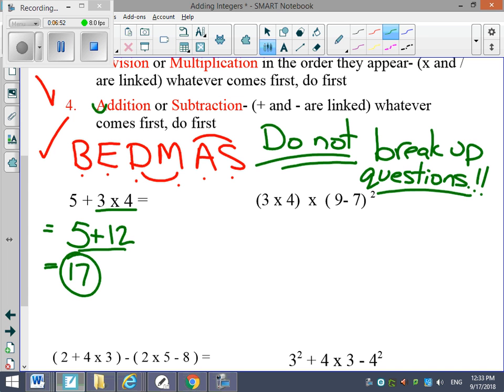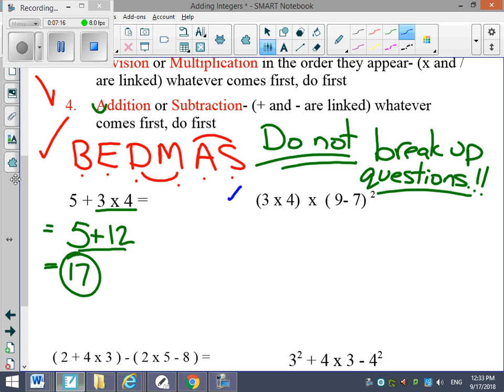But now we're going to get into larger and larger questions. So now we're going to attack this one right here. So we're going to do 3 times 4, and it's in brackets or parentheses. And we're going to multiply it by 9 subtract 7 in brackets. And you see that the answer of that is squared. So there is quite a bit going on in this question.